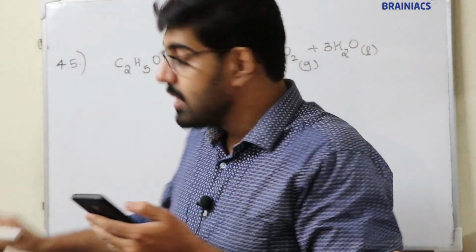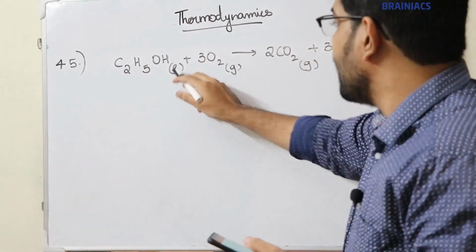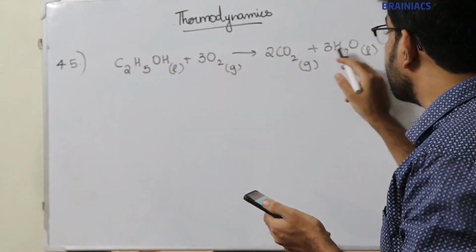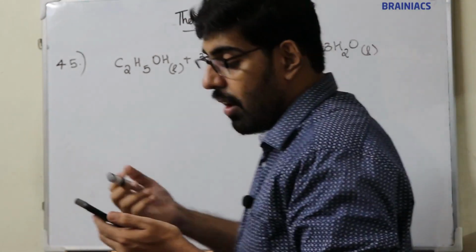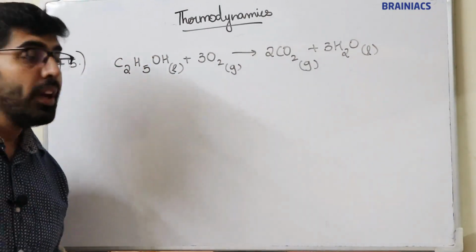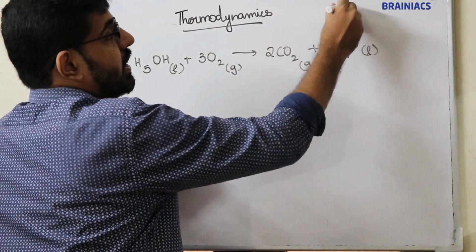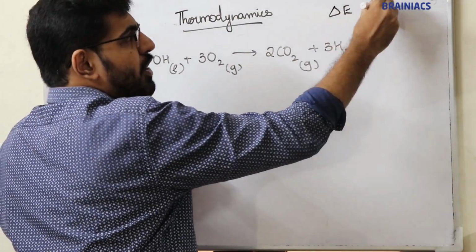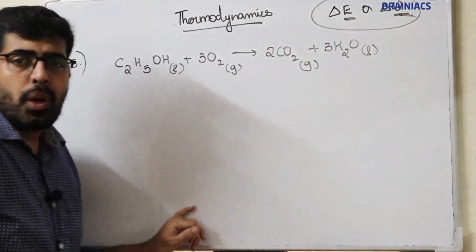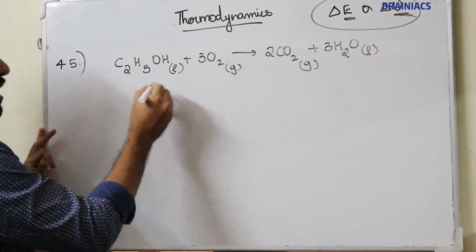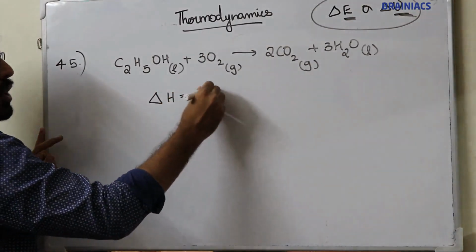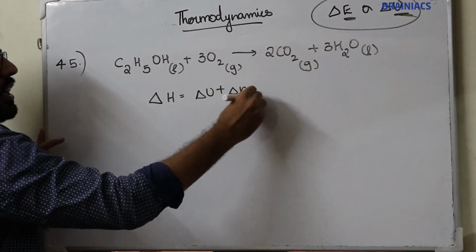For the reaction C2H5OH liquid plus 3O2 gas giving 2CO2 gas plus 3H2O liquid, which one is true? We need the relation between delta H and delta U. Delta E or delta U, both are internal energy, which can be represented by U or E. According to this equation, delta H is equal to delta U plus delta NGRT.